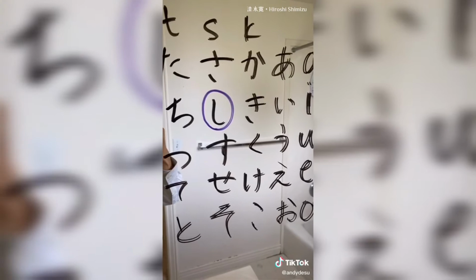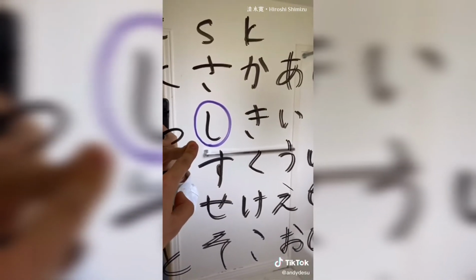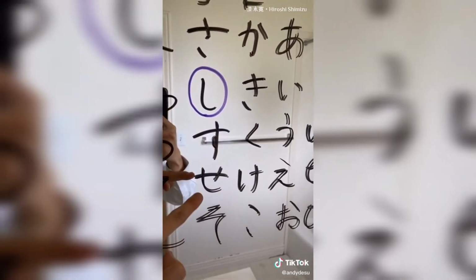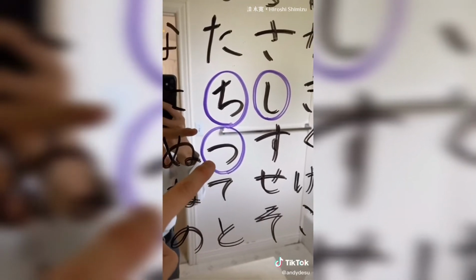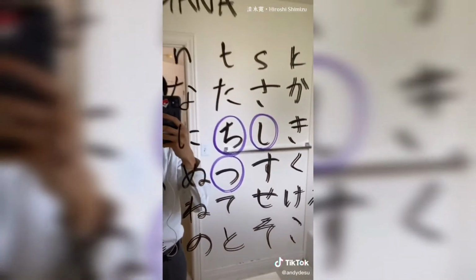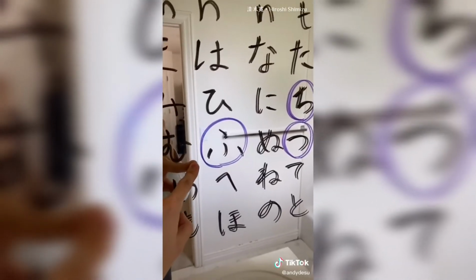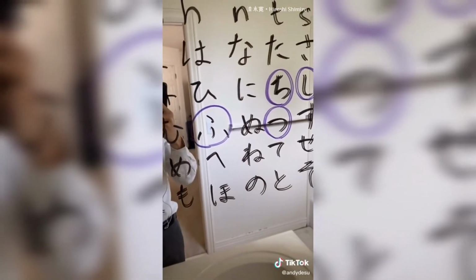There are a few characters that don't completely follow this rule. For example, this character is pronounced shi, so this column would be read sa, shi, su, se, so. This character is pronounced chi, and this character is pronounced tsu, so this column would be read ta, chi, tsu, te, to. This character is pronounced hu. It's kind of a combination of an F and an H sound.